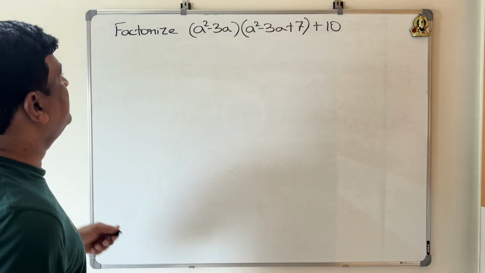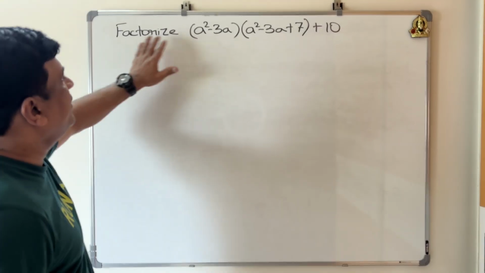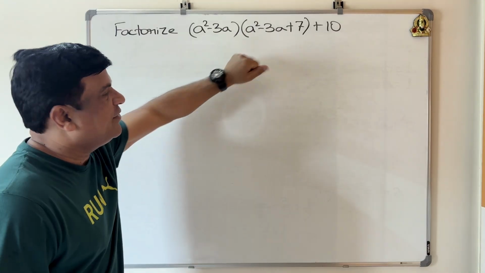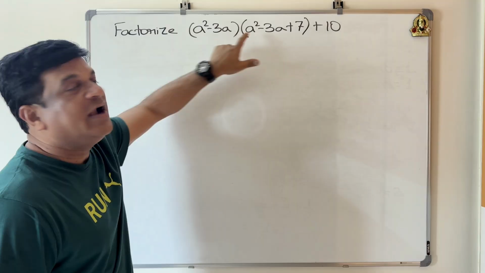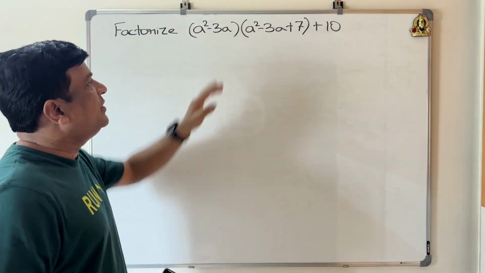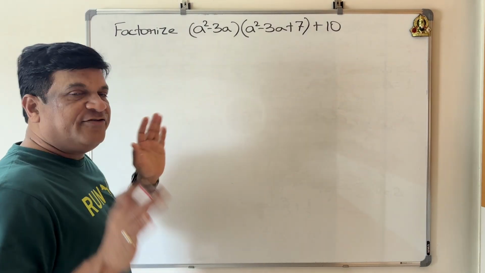So we have this problem, factorize. They have given these quantities and they are asking us to factorize this particular expression. Now if you look at it, I have seen that most of the kids try to multiply these two and open up. The moment you do that, you're complicating your approach totally. Factorization is very simple.